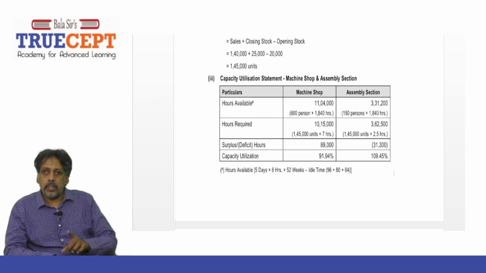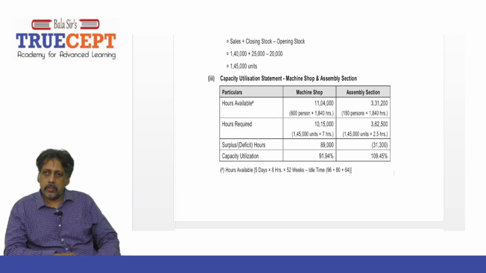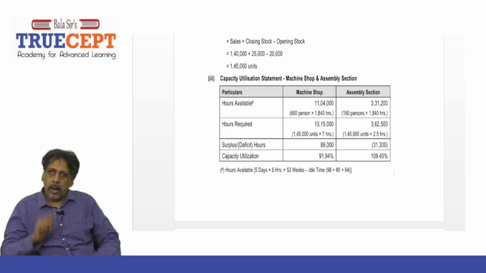So now we shall go ahead and find the next line. The chart: surplus or deficit hours, 89,000 hours in machine shop surplus, and assembly section is deficit 31,300 hours. Next, capacity utilization. It is nothing but dividing 10 lakh 15,000 hours required by 11 lakh 4,000 hours available in the department into 100. So 91.94%. Only that much is utilized. That means there is some surplus time which is not used for producing the product.